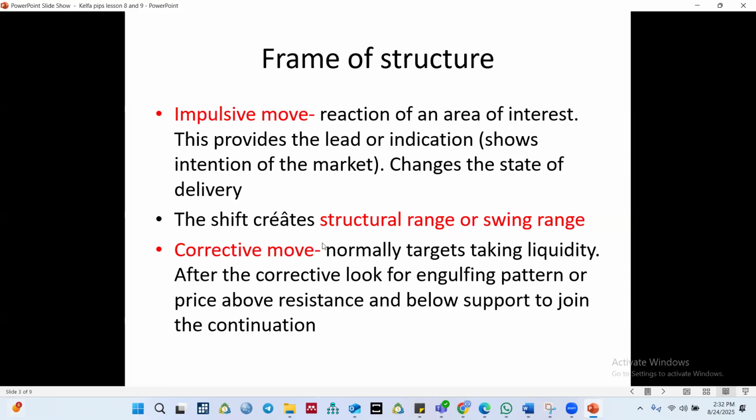Once that happens, we can expect a corrective move. The corrective move will normally be a pullback or retracement, which will normally target taking liquidity. After the corrective move, we look for an engulfing pattern, or price below support in the case of a bearish movement, or price above resistance in the case of a bullish movement. Also within that range, we can go into a smaller time frame, find another break of structure there, and then join the move. So these are the conditions, the things that we will need to see.